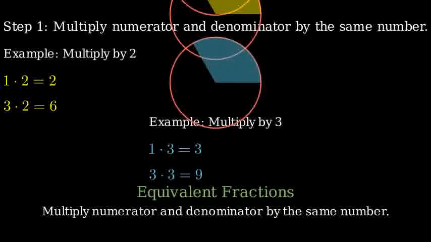That's how equivalent fractions work. Remember, you can find an equivalent fraction by multiplying the numerator and the denominator by the same number.